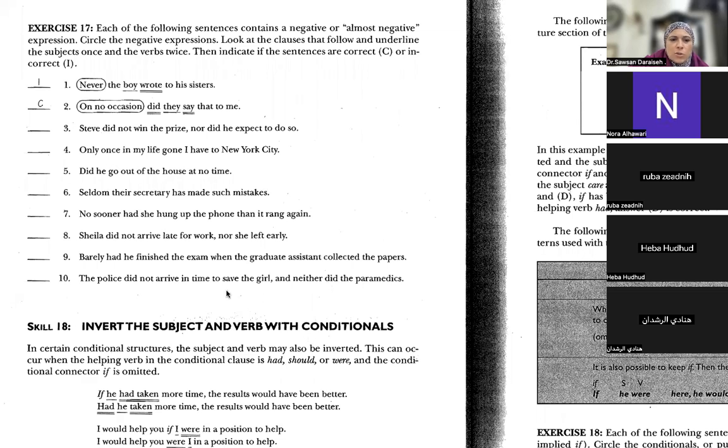Okay, one more sentence. Who would like to help us with one more before we move on to inverting the subject and the verb with conditionals? Who would like to do one more sentence? Let's do the last one, sentence 10, all together. Okay, let's work on them together. The police did not arrive in time. الشرطة ما وصلت على الوقت to save the girl حتى تنقذ البنت.